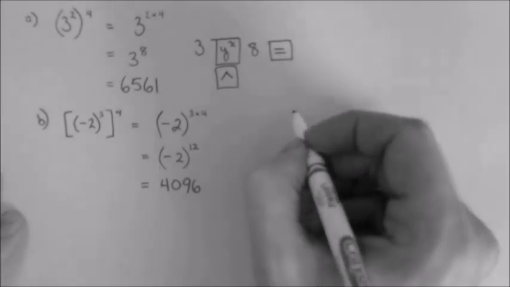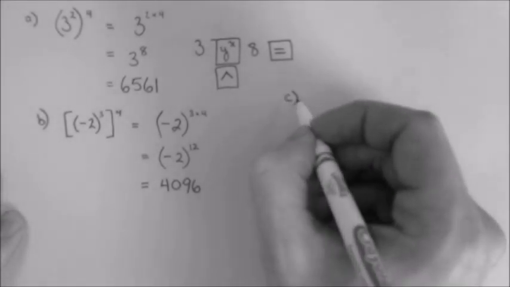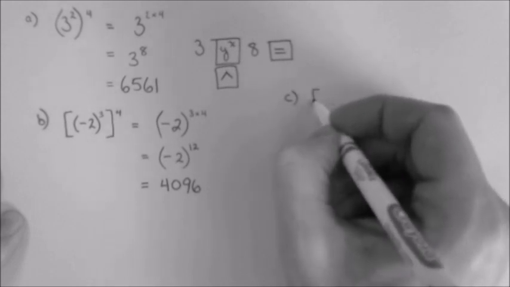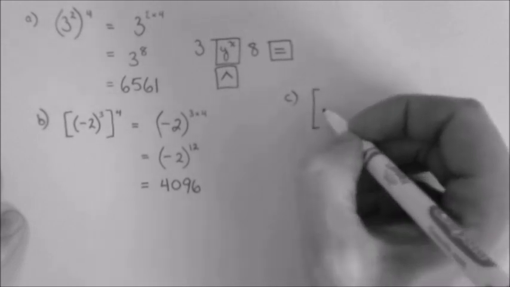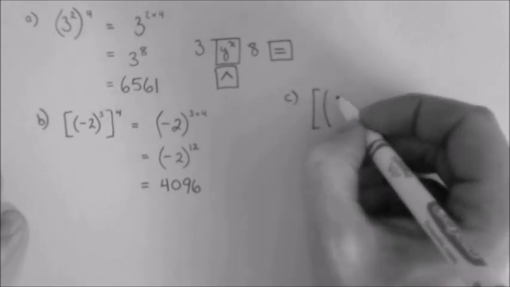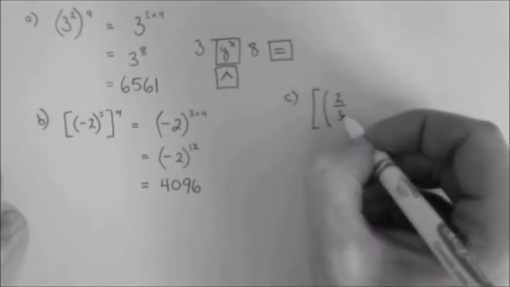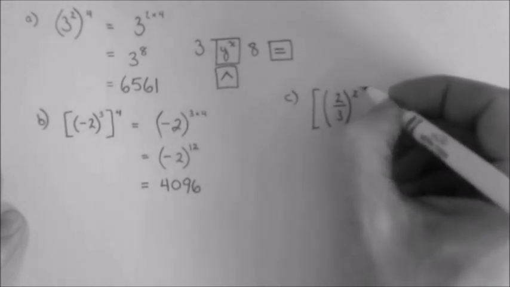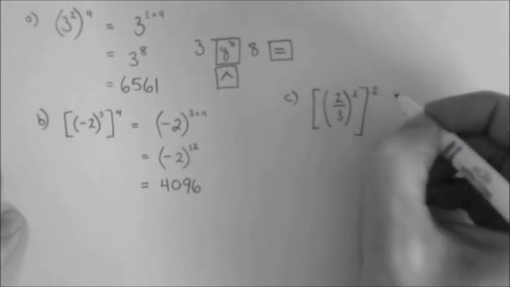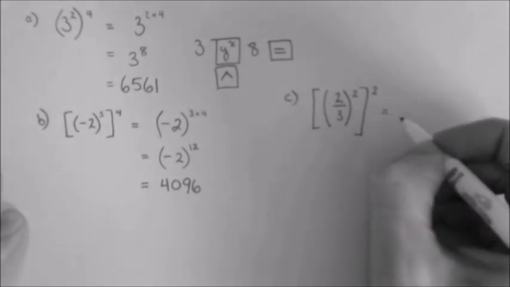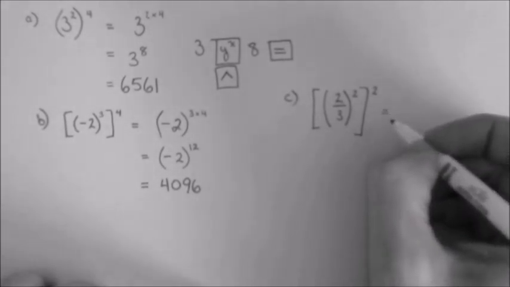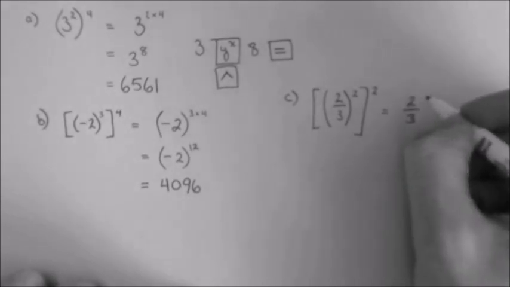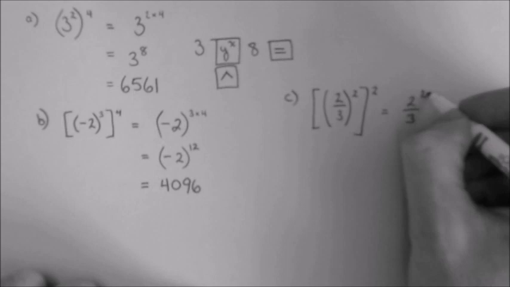C, I'm actually going to move over here. I need a little bit more space. Again, copy this one down carefully. We have a tall square bracket and a tall rounded bracket because we're dealing with a fraction. So we have 2/3 to the power of 2. We're going to take that whole thing and raise it to the power of 2. Well, it looks tricky, but the strategy is just the same. Our base is 2 over 3. The exponent is 2 times 2.